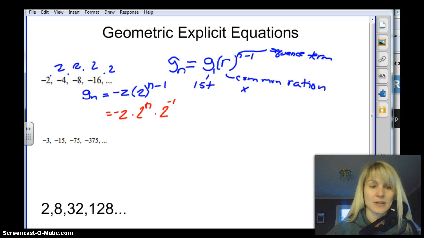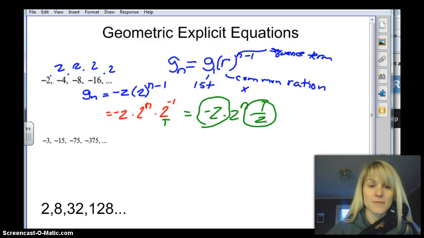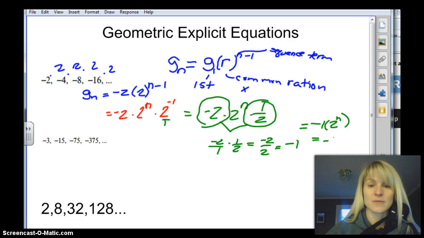All right, so going back over here, now we know that we have this negative 2, 2 to the negative n power, and to make this positive, it becomes 1 over 2. So then I have like terms here. I have negative 2 and positive 1/2. When we multiply those, negative 2 times 1/2, put that over 1, and we get negative 2 over 2, or negative 1. So now I can simplify this by saying we have negative 1 times 2 to the n power, or I could just say negative 2 to the n power, g sub n.